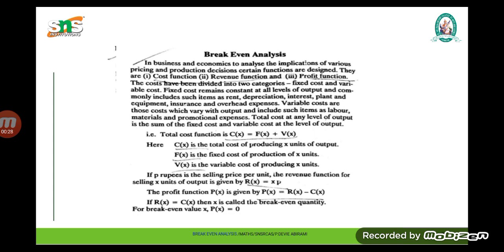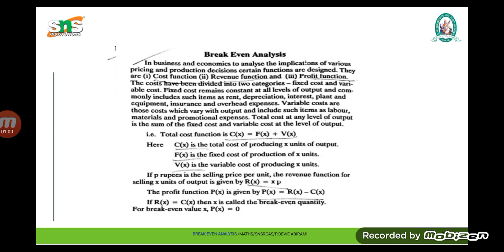Fixed cost remains constant at all levels of output, whereas variable cost varies with output, and includes labor charges, materials, promotional costs, production charges, etc. Total cost function can be calculated using the formula C(x) = F(x) + V(x), where C(x) is the cost function, F(x) is the fixed cost, and V(x) is the variable cost.